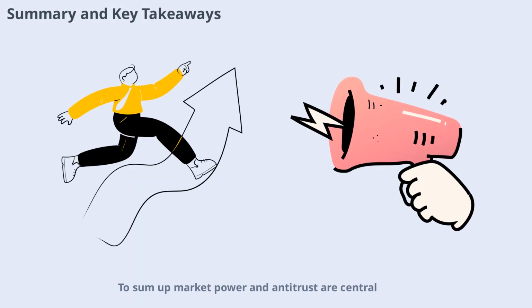To sum up, market power and antitrust are central to understanding how modern economies function. Market power can benefit firms but often comes at a cost to consumers and competition. Antitrust laws and policies are essential tools for maintaining a fair, dynamic, and innovative marketplace. By staying informed and engaged, we can all contribute to a healthier economic future.